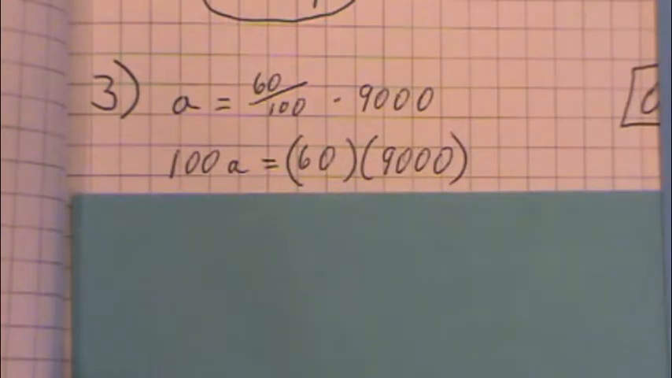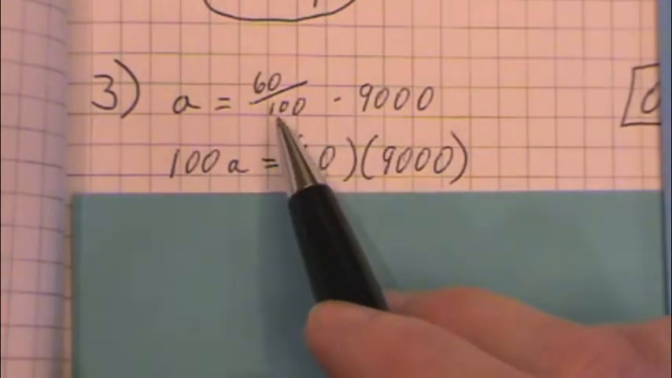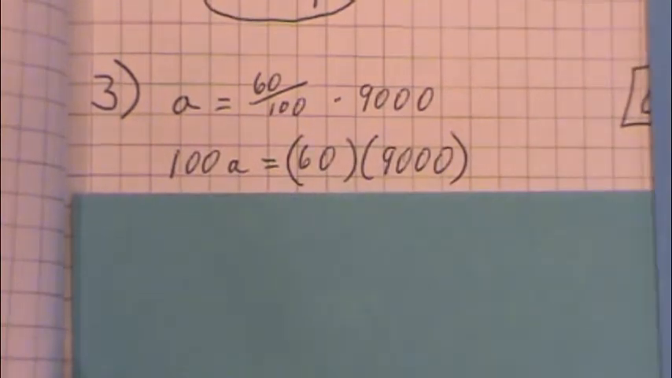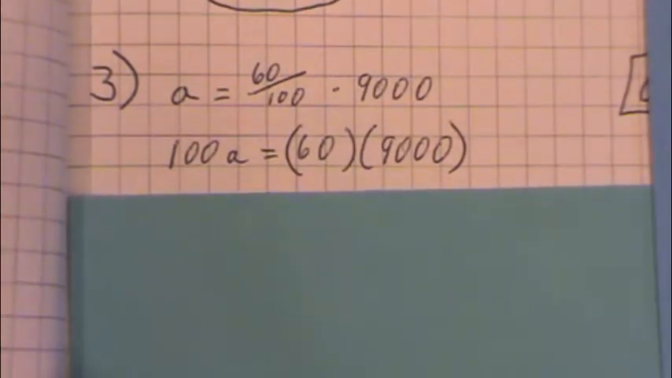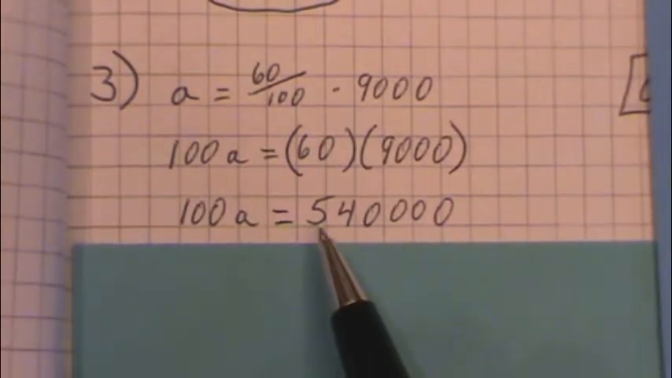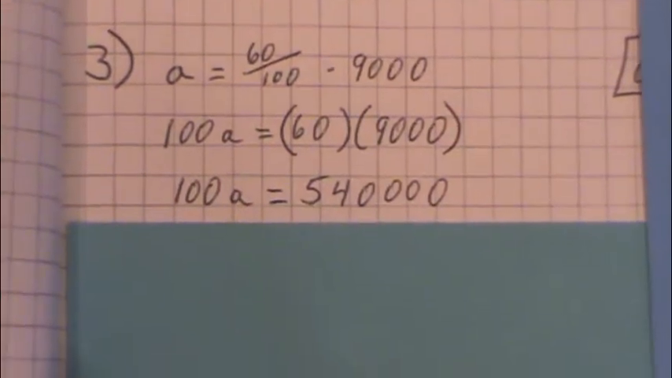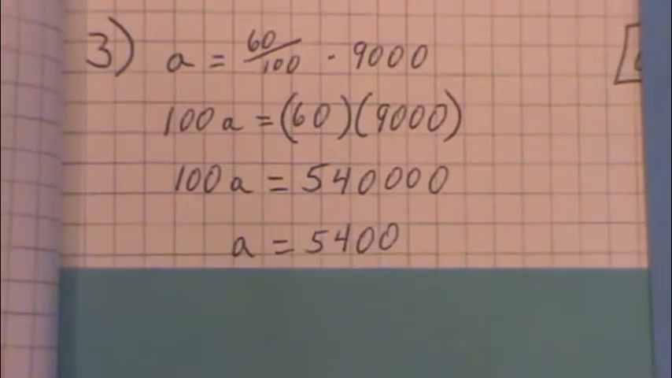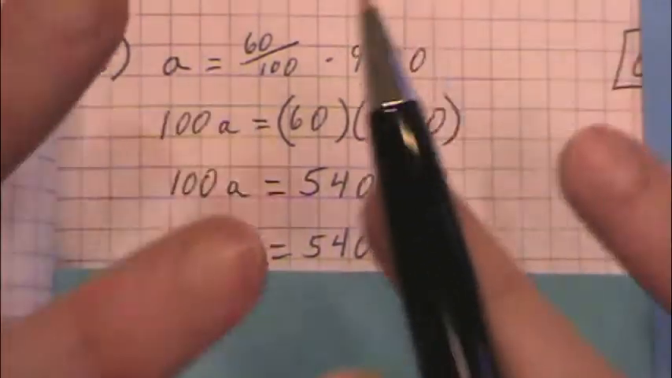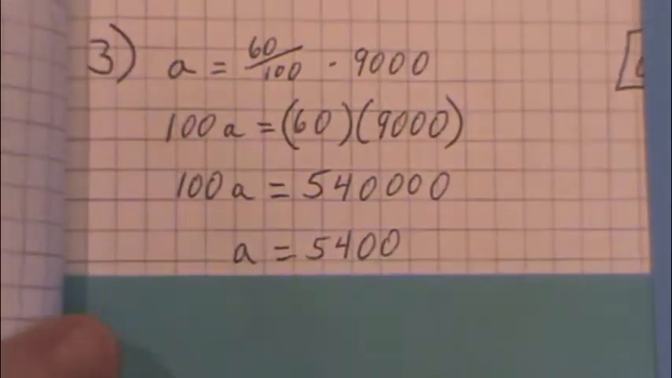Here are my steps. I decided to multiply each side by 100 to get rid of this fraction. So I have 100A equals 60 times 9,000. Next I'm going to multiply 60 and 9,000. 100A equals 540,000. Then divide each side by 100. You end up with A equals $54,000. But we're not done yet. We are not done. Don't stop here.